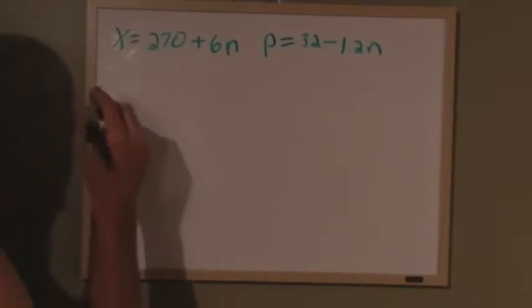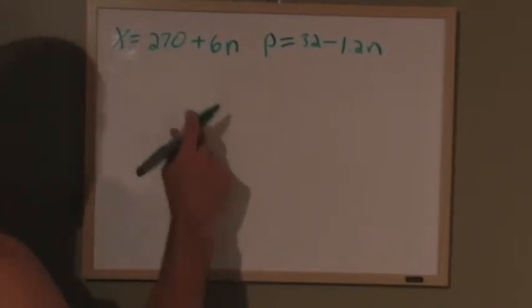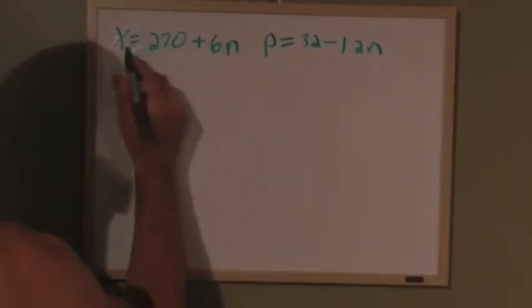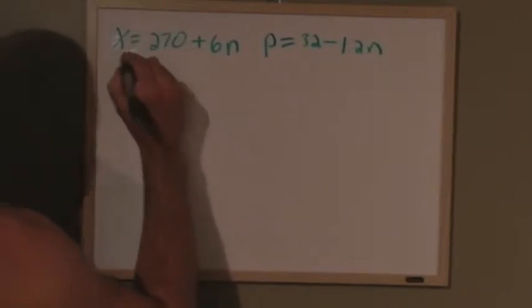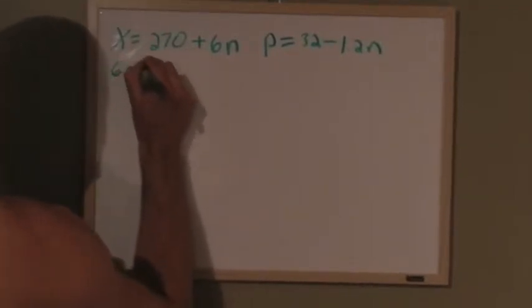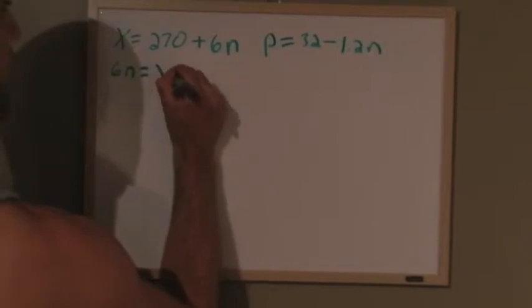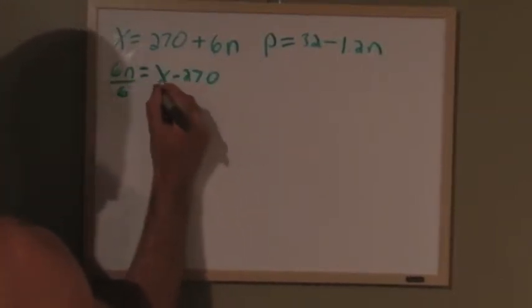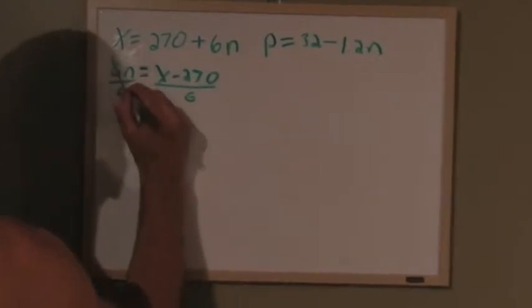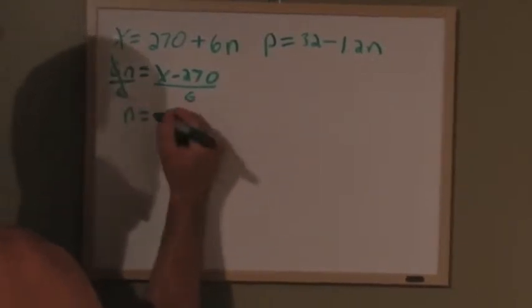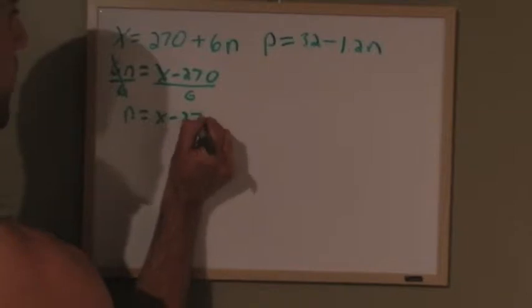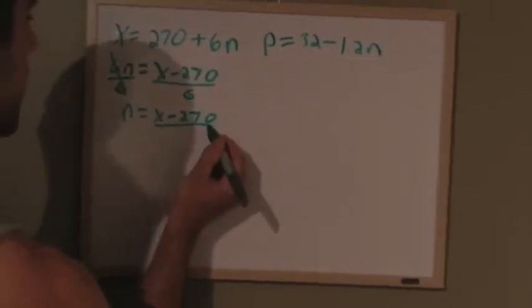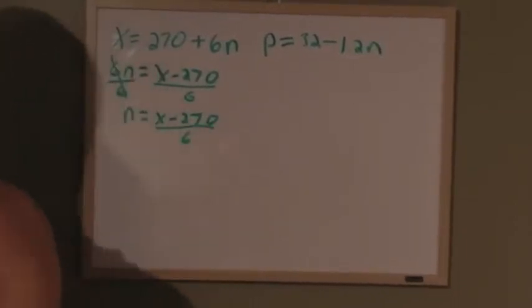Then we want to make our X equation into an N equation. So we move our 270 over, divide both sides by 6. Therefore, N equals X minus 270 all over 6.